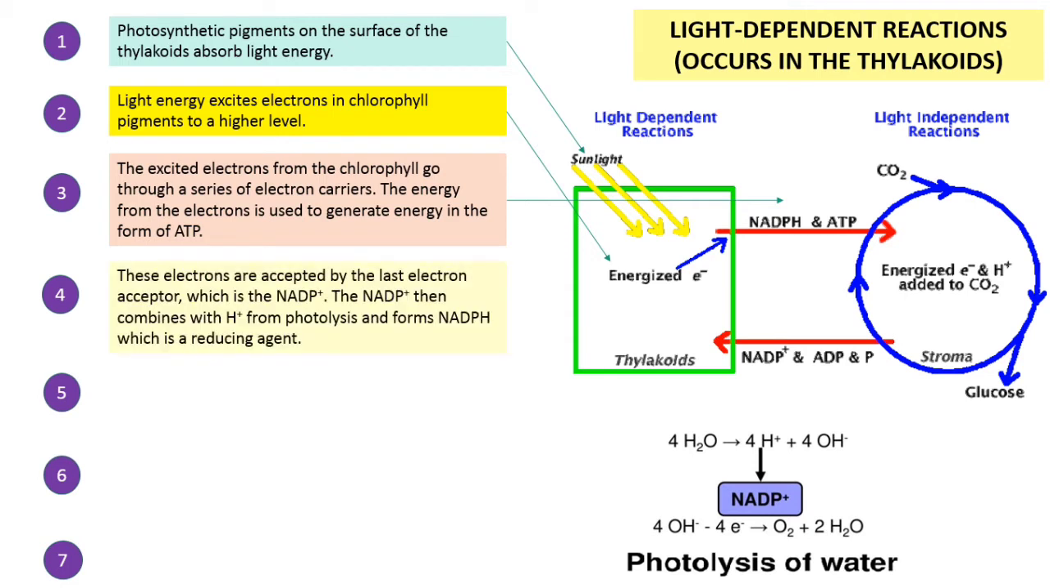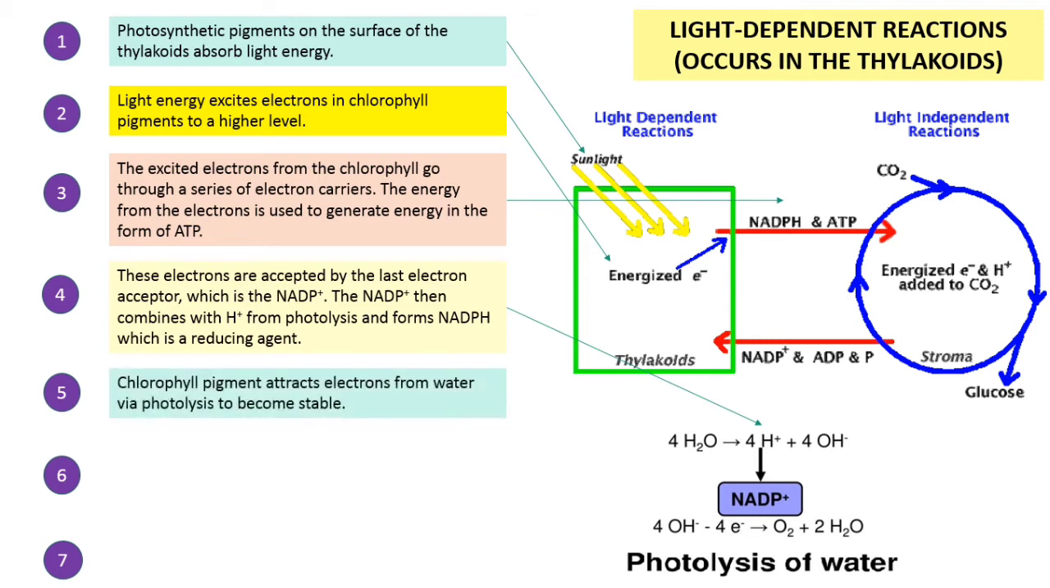Next, these electrons are accepted by the last electron acceptor, which is NADP plus, and NADP plus then combines with the hydrogen ion from photolysis of water to form NADPH, which is a reducing agent. We can see here, photolysis of water produces hydrogen ion. Hydrogen ion combines with NADP plus. Chlorophyll pigment attracts electron from water via photolysis to become stable.